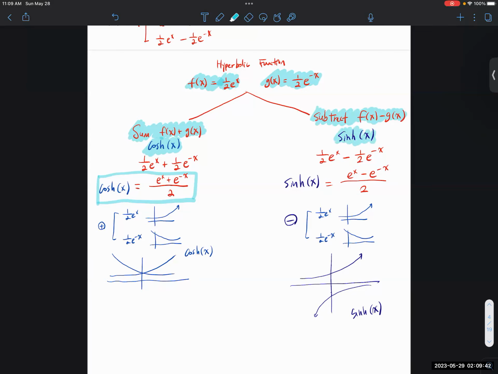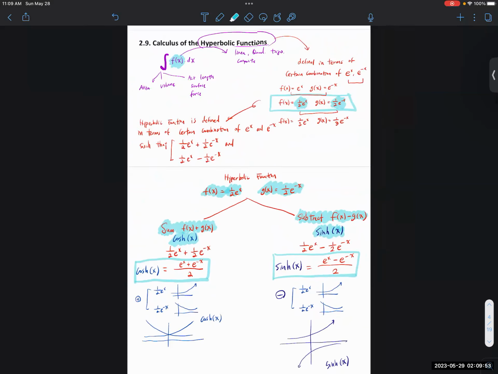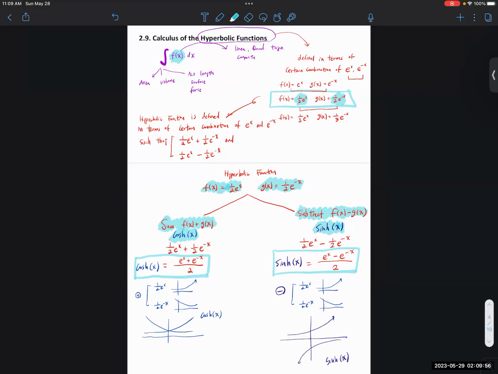There are a couple more hyperbolic functions, but in 2.9, we're going to focus on cosh and sinh functions as hyperbolic functions. Okay, so that's the definition of the hyperbolic function. And then what we are going to do is see how to take the integral of those two hyperbolic functions. Does it make sense to you? Yes. So you got that. You just understood what the hyperbolic function looked like. We are going to deal with cosh and sinh in 2.9 and learn how to take that integral.